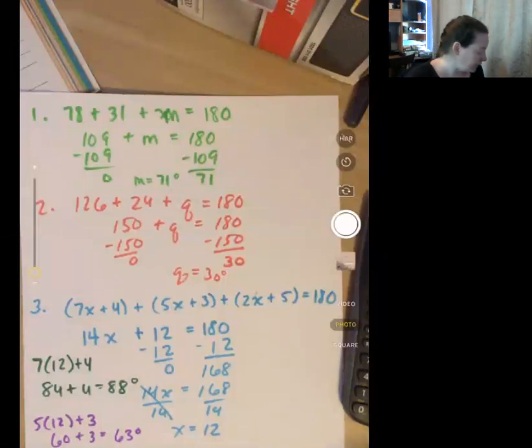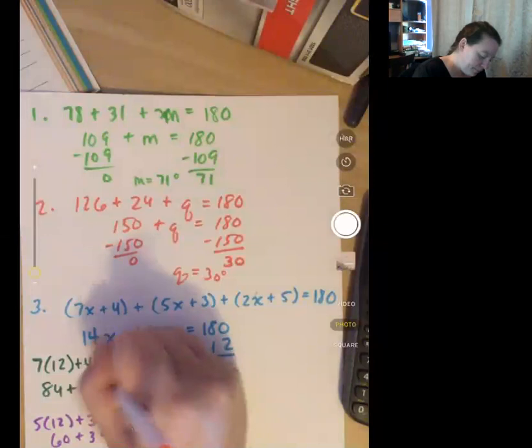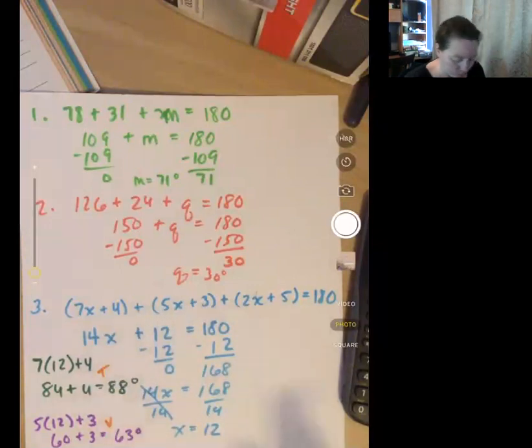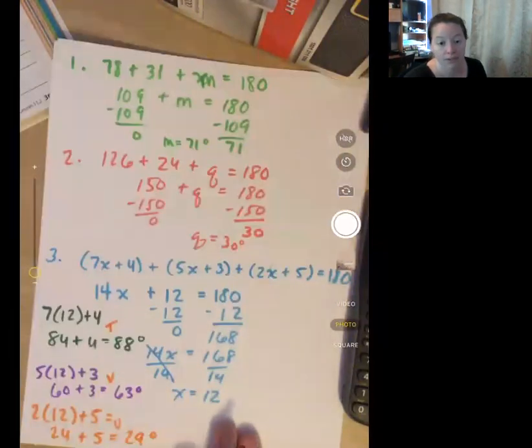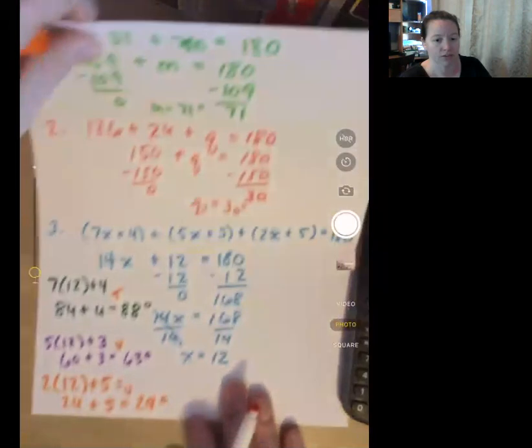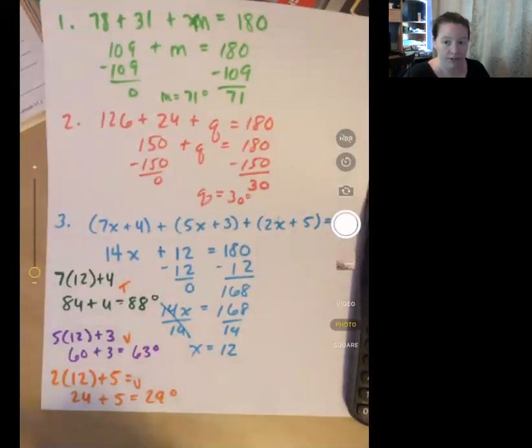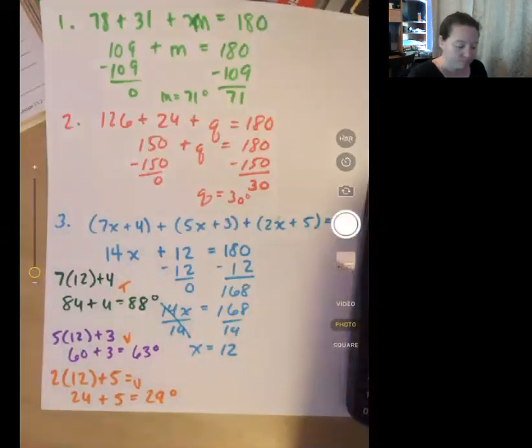Let me see. So I got the 7x plus 4 from the t, the 5x plus 3 from the v, and the 2x plus 5 from the u. Oh, sorry. I didn't realize I was off the screen for the 2x plus 5. This is just how you solve these problems, okay? You just keep doing it over and over again.